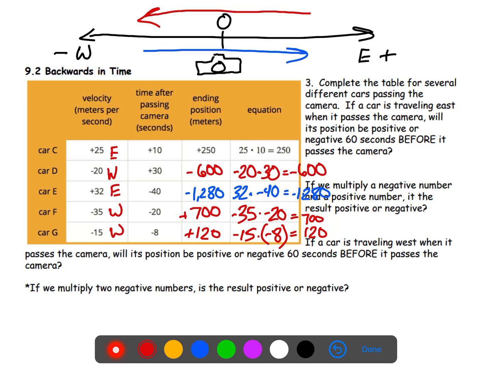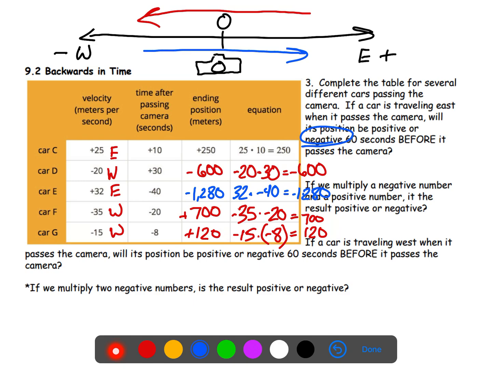Okay? So let's look at these questions now that we've filled in the table. That was the tricky part. The question says, for question 3 here, after we complete the table, if a car is traveling east, when it passes the camera, will its position be positive or negative 60 seconds before it passes the camera? So, looking at the blue line here, the car is traveling to the east, but we're going before reaching the camera. 60 seconds before reaching the camera, we're actually going to be on the negative end of this road. So we would mark negative.